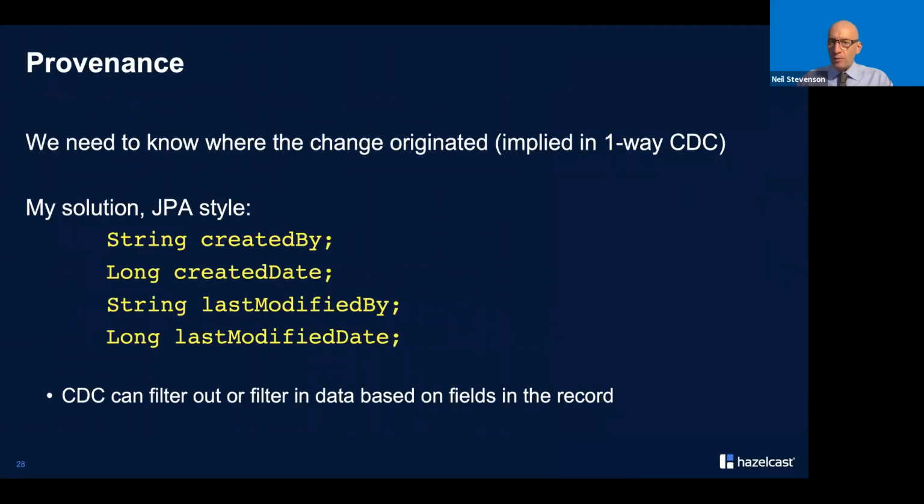So there's a problem with those data fields that I've added. And in fact, in my example, I'm only using the last modified by. Who modified the data? I don't really care when it was modified, and I don't care when it was created. It was who changed it. That's the part I'm interested in for my CDC.